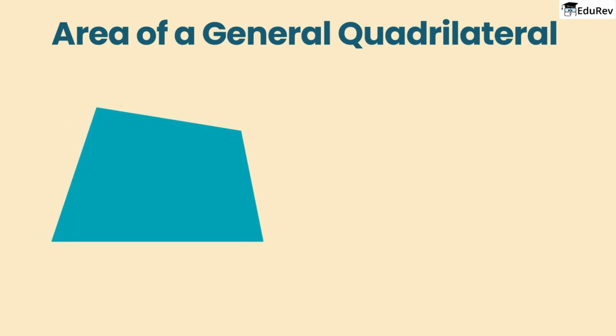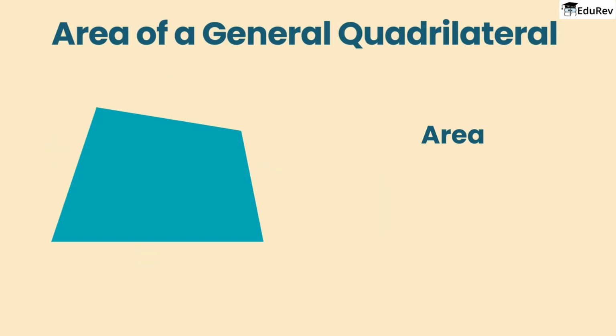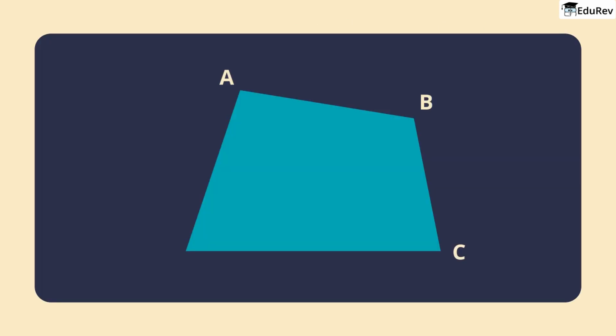Now let us see how we calculate the area of a general quadrilateral. Unlike the shapes we've met before, this one doesn't have sides which we can easily measure to find its area. But don't worry, with a bit of work, we can solve this as well. Here we have taken a general quadrilateral ABCD. Now let's see how to calculate its area.